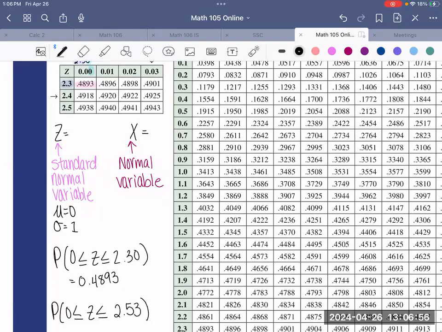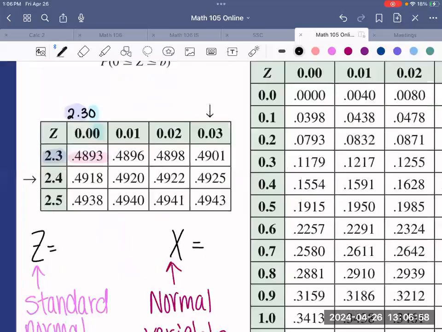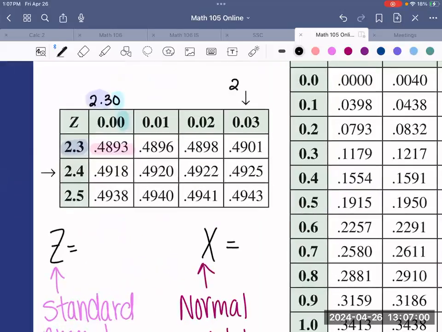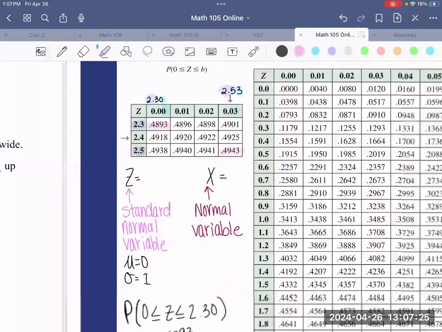So again, ignoring the 0, let's look up here, 2.53. So locating on your column first, 2.5, and then going over to the second decimal place here. So this tells us the row, and then this tells us where to stop. So again, we are at 0.4943.